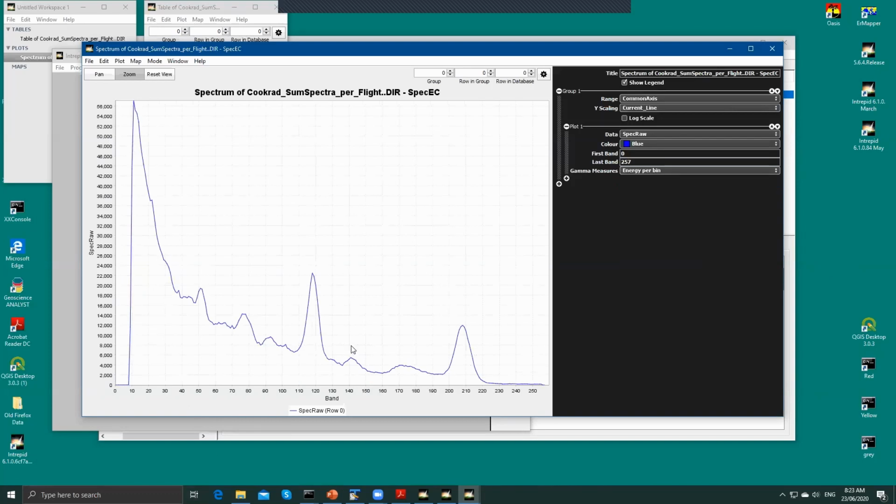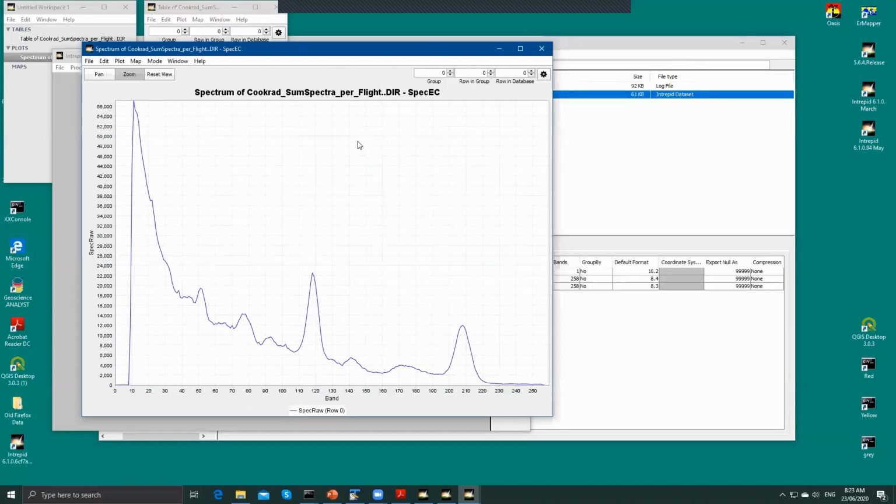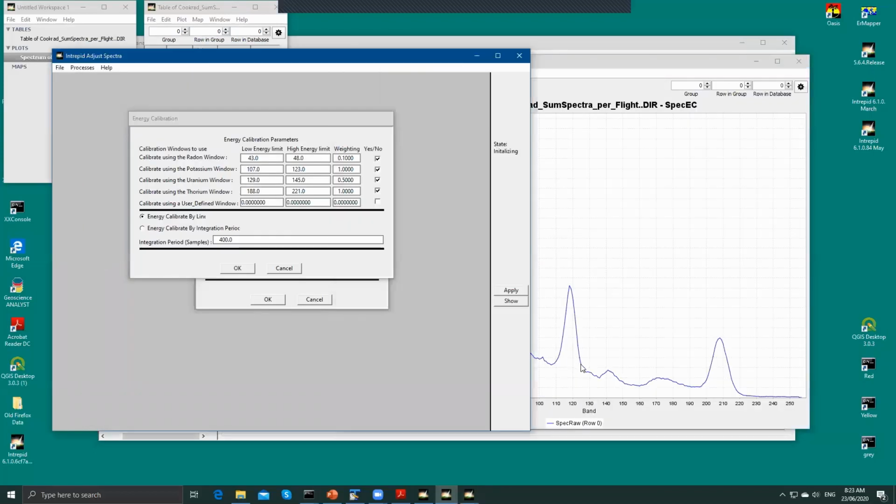It doesn't have any physical meaning, energy per bin, but basically you take the counts per bin and multiply it with whatever the energy is in that bin. It's just a visual enhancement, and now we can count where the potassium peak is. The peak is at 118, 119. So that window of 107 to 123 is a good search window.